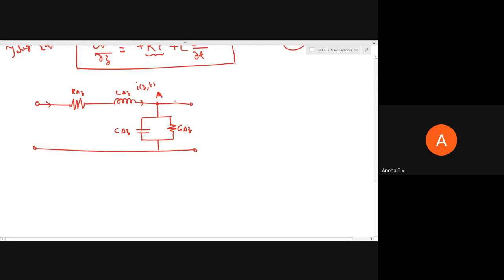The current leaving this node will be towards the next segment, with I of Z plus delta Z comma T. And there is one more current component leaving the node, which passes across the capacitance, parallelly, and this conductance. So these two currents are also there. Only one current is entering, all other currents are leaving.